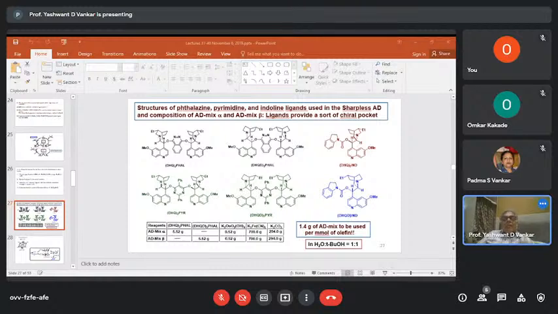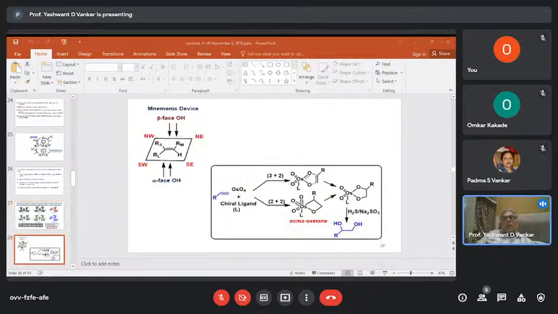Now, this imparts, depending on which kind of catalyst is used, quinine or quinidine, the stereochemistry is decided accordingly. As I said, it is not easy to explain unless I have a model and bring it in front of you, you will not be able to understand exactly why it happens. But this is a mnemonic device which can be used for predicting the stereochemistry.